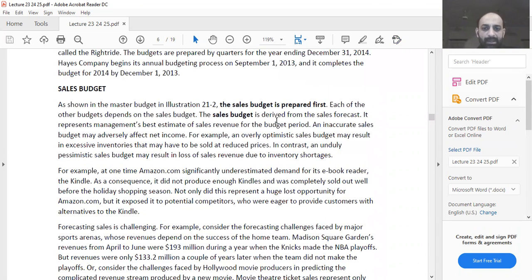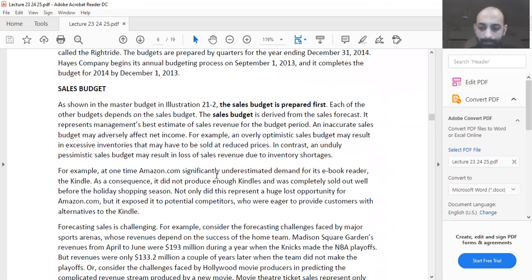The sales budget is derived from the sales forecast. It represents management's best estimate of sales revenue for the budget period. An inaccurate sales budget may adversely affect net income. How? An overly optimistic sales budget may result in excessive inventories that may have to be sold at reduced prices.